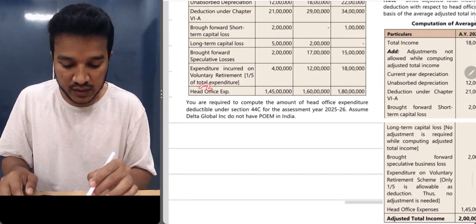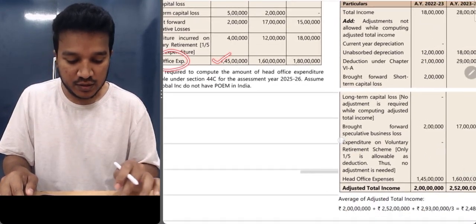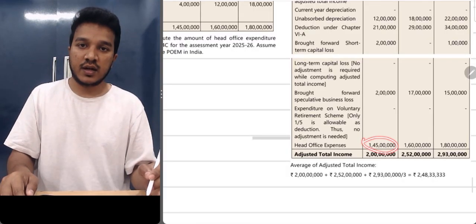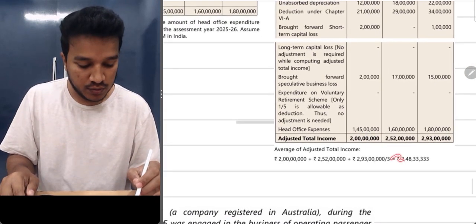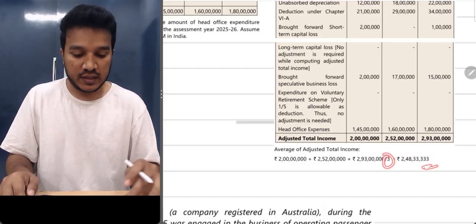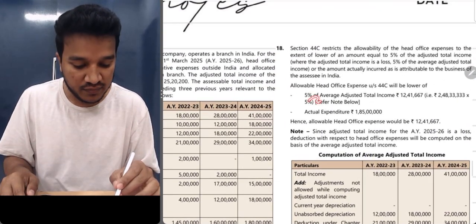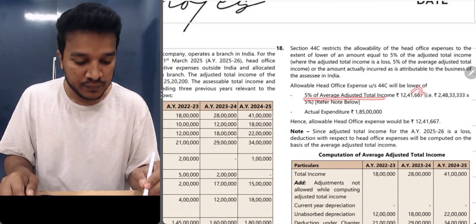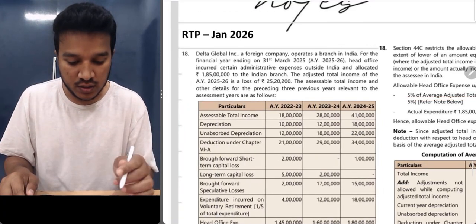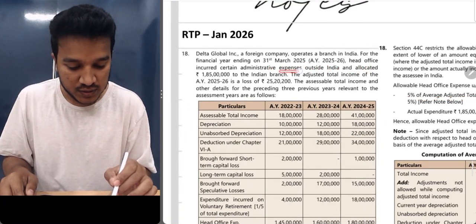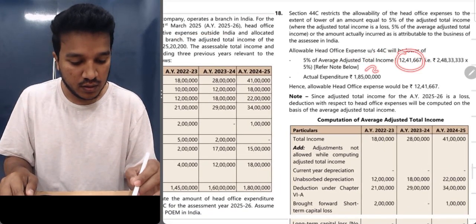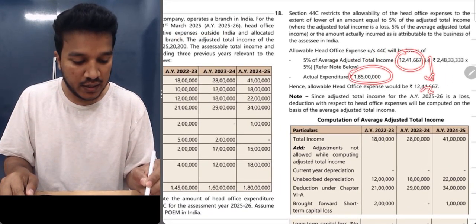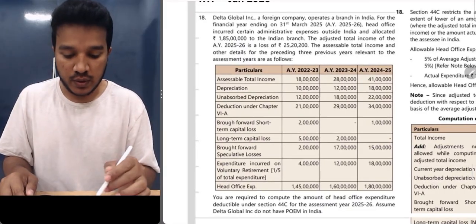And then ultimately whatever head office expenditure is allocated, that you need to add back. Understood till here? So that's how you will get adjusted total income for all the three, and you need to do the average, so you will get this. And you need to apply the formula 5% of the adjusted total income. You will get 12 lakhs, and then what is the actual expense allocated? That is 185 lakhs. So this one or 185 lakhs, whichever is lower, will be allowed. Only 12 lakhs will be allowed, not 185 lakhs.